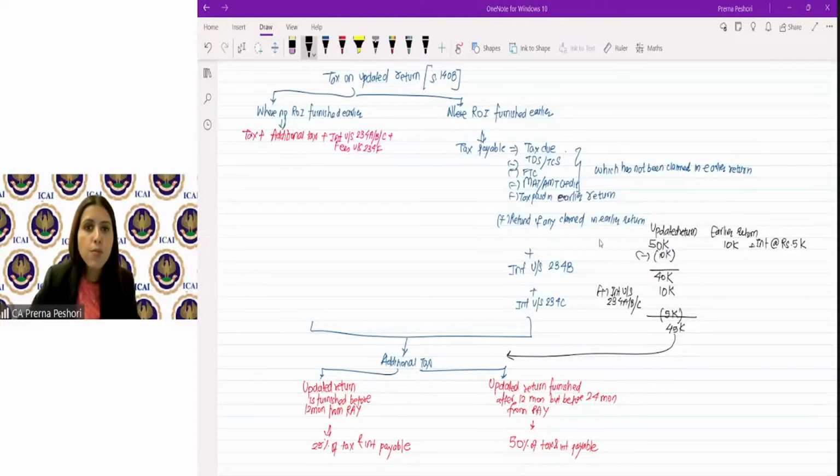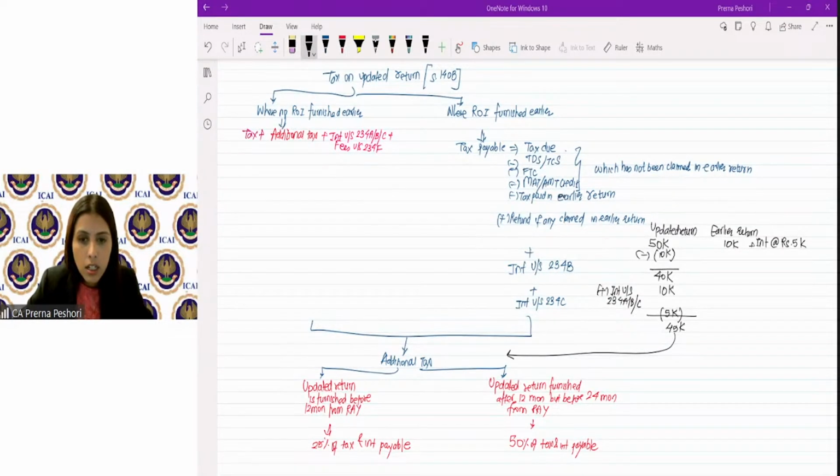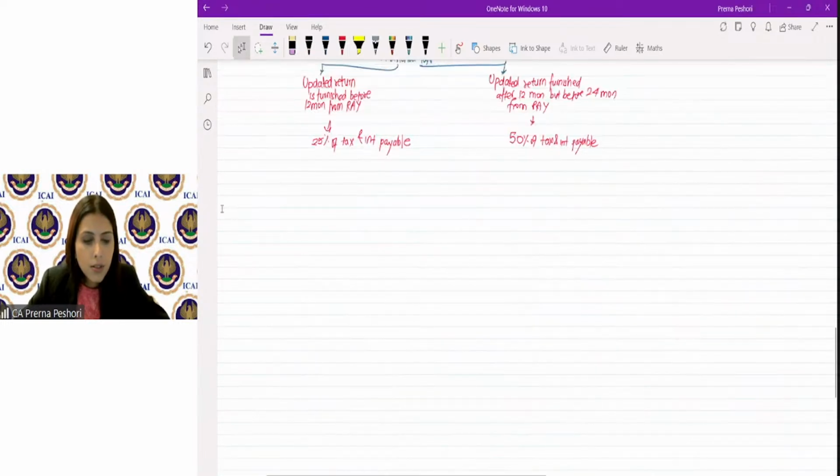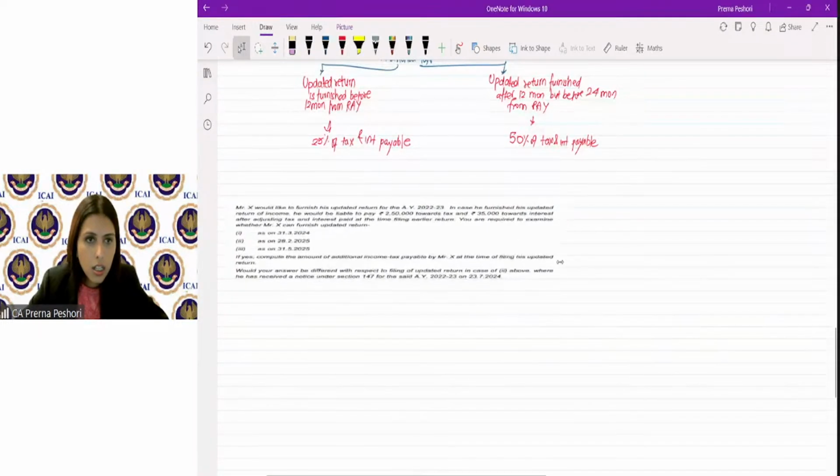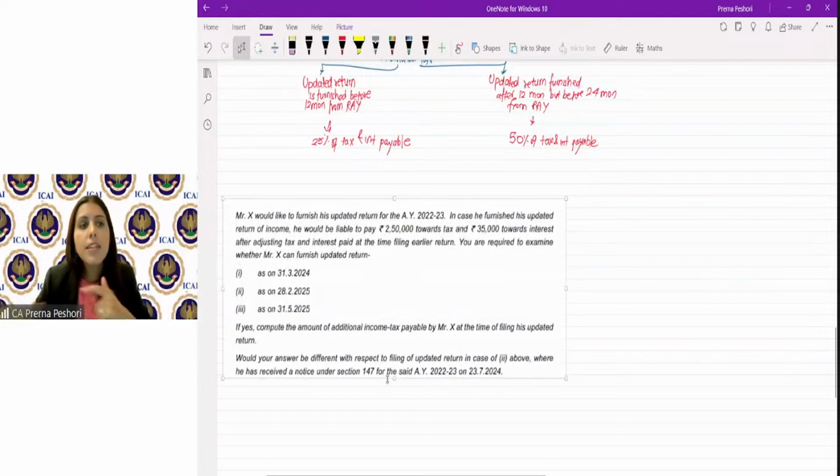Yes, let's take up one question from the module so that you get an idea exactly how this updated return works. I'll take up this question from the module itself. So you're required to solve this question. Mr. X would like to furnish his updated return for the assessment year 22-23. In case he has furnished his updated return of income, he would be liable to pay 2,50,000 towards tax and 35,000 towards interest after adjusting tax and interest paid at the time of filing the earlier return. You are required to examine whether Mr.